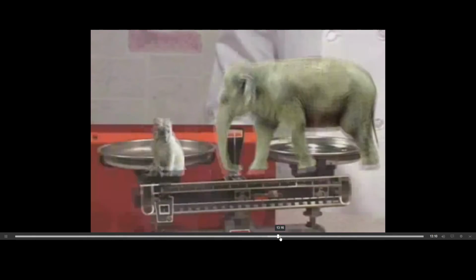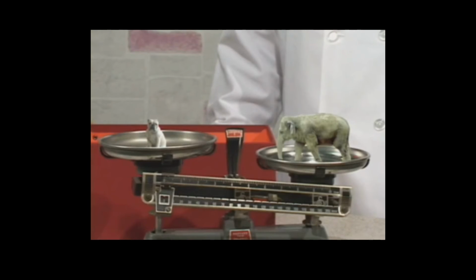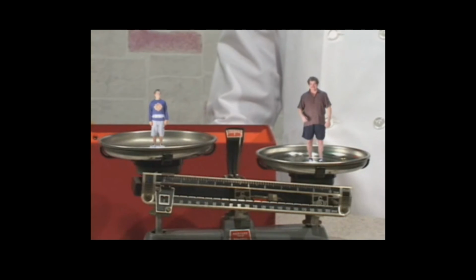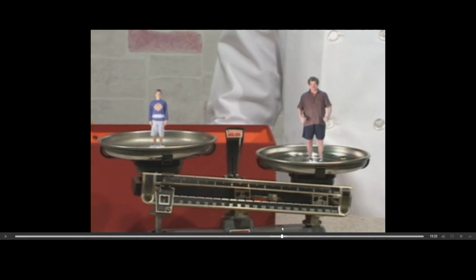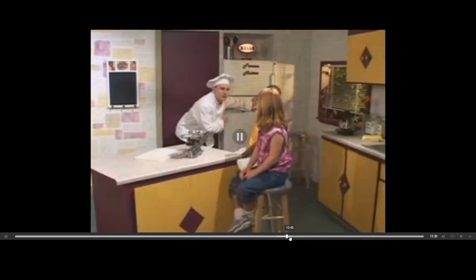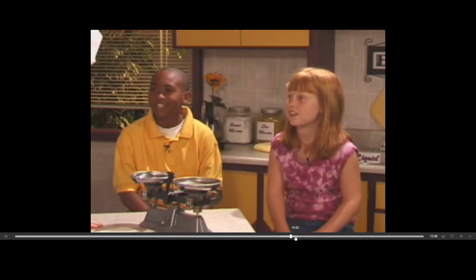Take a closer look at the balance scale. The elephant has more mass than the dog. The grown-up has more mass than the young child. Okay, quick question, Rose. Who has more mass, me or you? Easy, you should know. This refrigerator. All of this is matter, and all of it is taking up space.